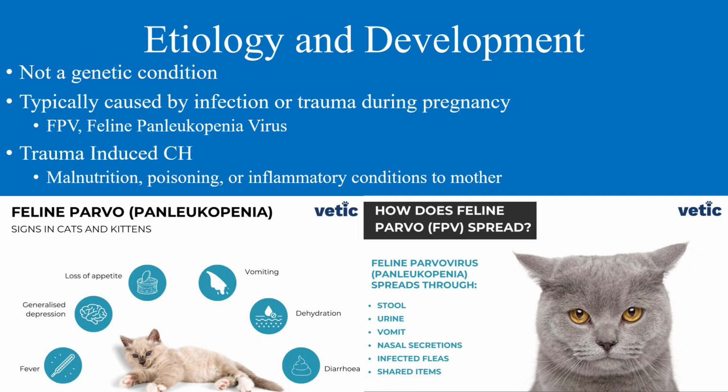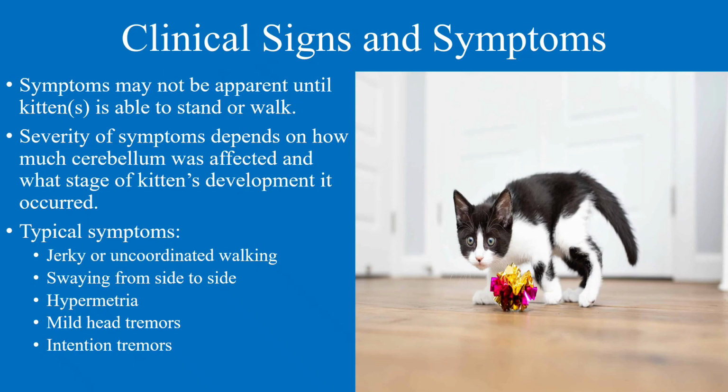The pictures provided below show the signs of FPV and how it is able to spread to cats. The best way to prevent FPV is by being aware of potential situations that could cause it and vaccinating the mothers.